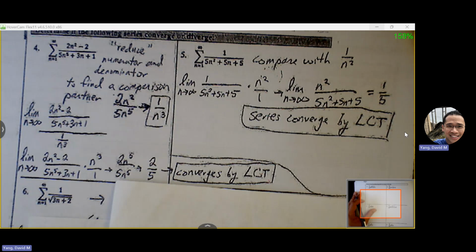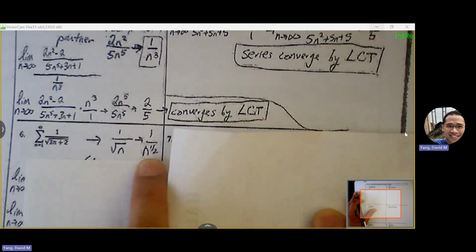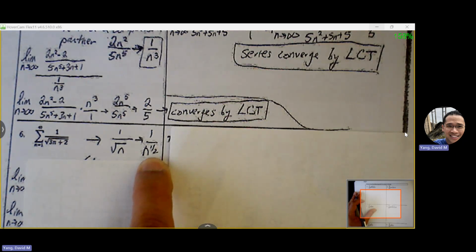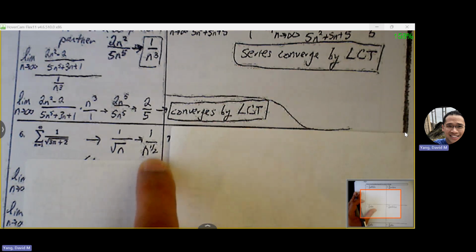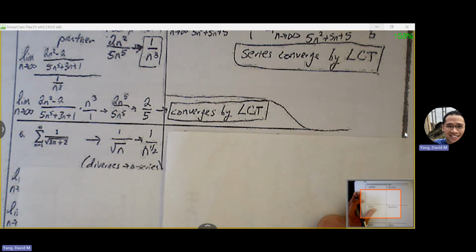Number 6. Number 6, what's a good comparison partner? 1 over n to the 1/2. 1 over square root of n. And what do you know about 1 over n to the 1/2? Diverges, right? This is a p series. A p series will diverge if your p value is less than or equal to 1. So we're playing with a diverging comparison partner.